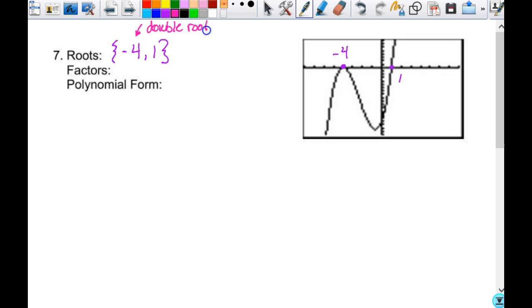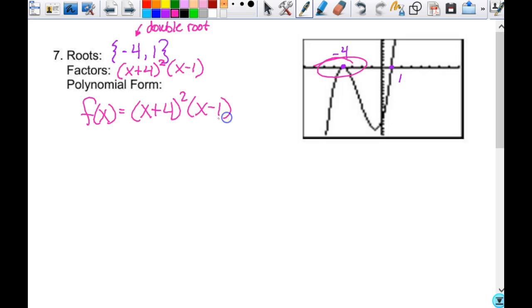This is a double root because we have a bounce, right? This is our bounce right here. Very important. So when I go to write my factor, x plus 4 squared, and then x minus 1. Everybody okay with that? So now it says just polynomial form, so f of x equals x plus 4 squared times x minus 1.